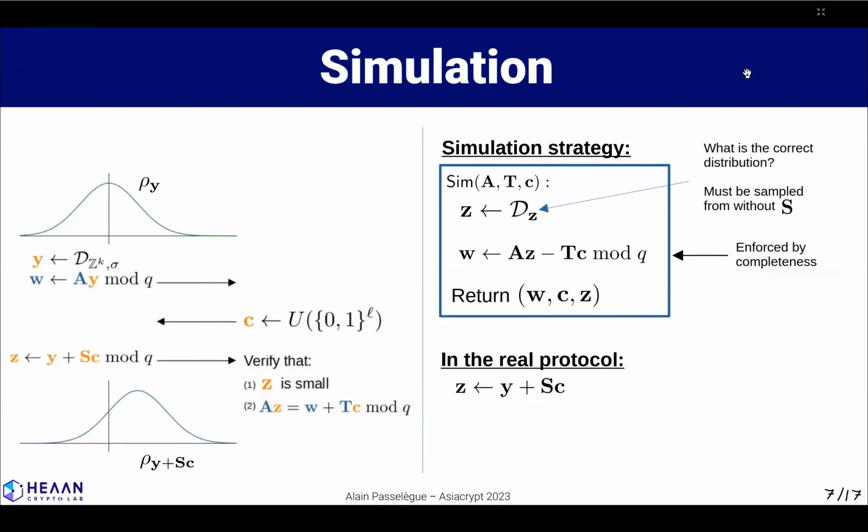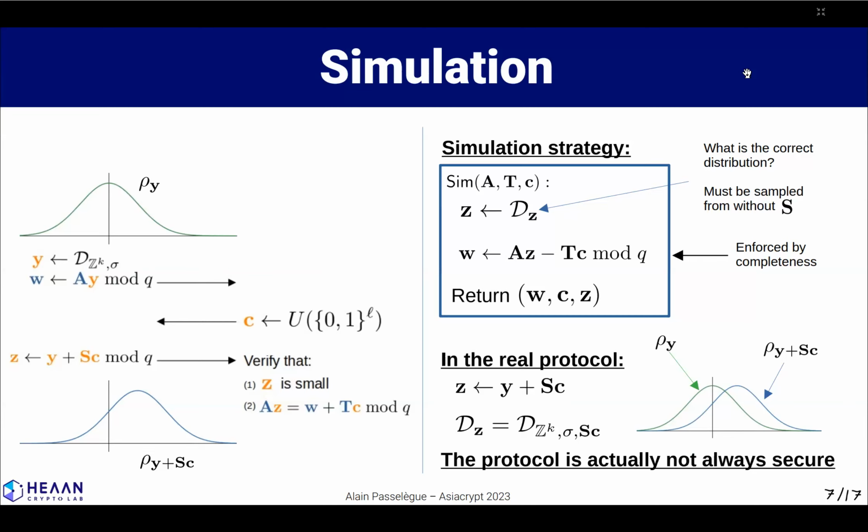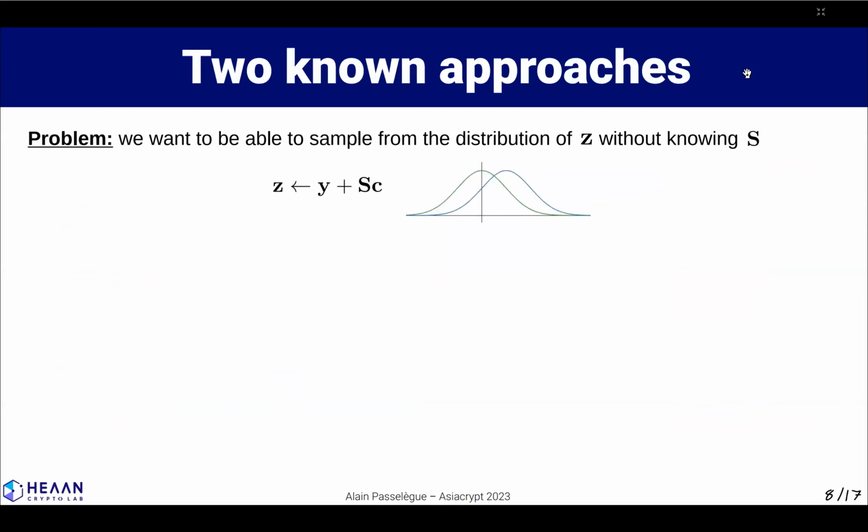So Y versus C is just the same distribution, but shifted by SC. All right, so we want to sample from this distribution, which is the Gaussian distribution with center SC. So the question is how do we do it? It doesn't seem completely straightforward, and the reason is that this protocol is actually not secure. At least not in general. So, okay, let's see how to make it secure.